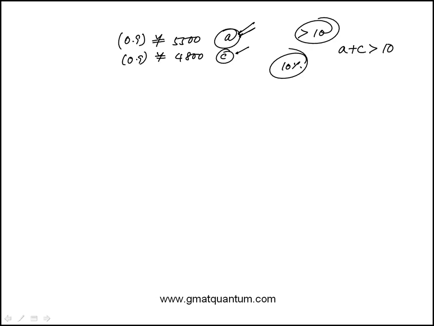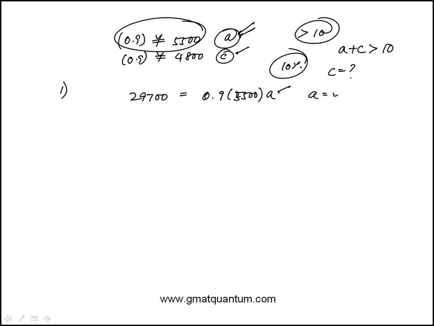Question is, how many children were in the group? So we need to find what C is. So I'll start with statement 1. It says the total admission fees paid for the adults in the group was 29,700 yen. So that's equal to the price per adult ticket times the number of adults, and that would give me what A is. But that alone isn't sufficient because we don't know anything about the number of children.